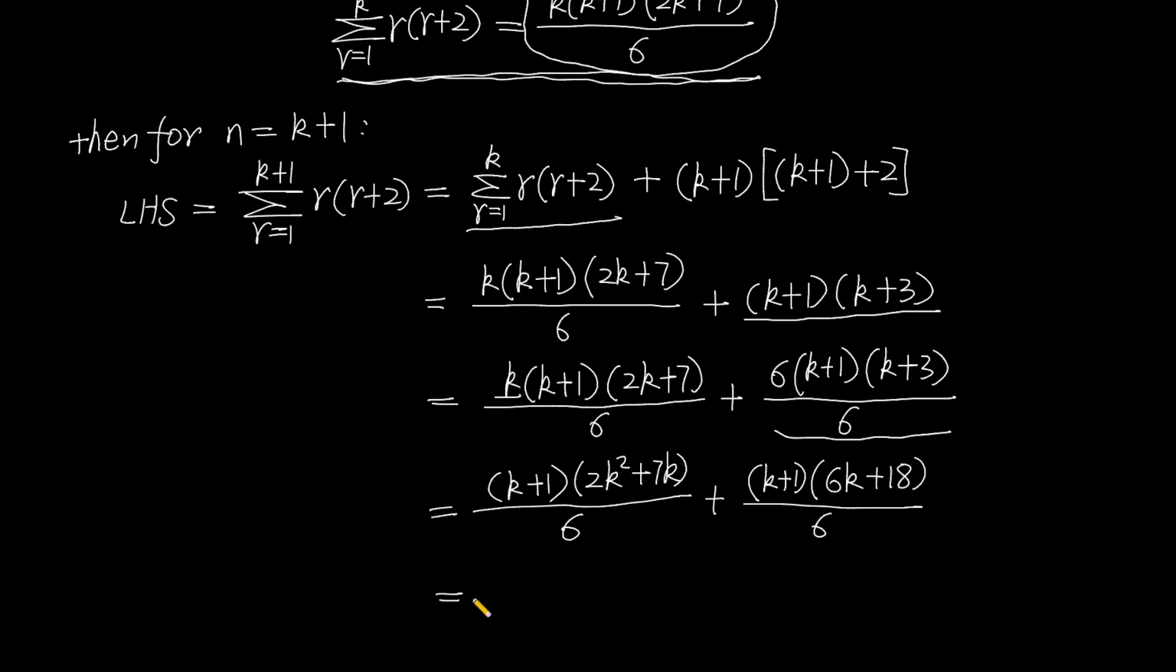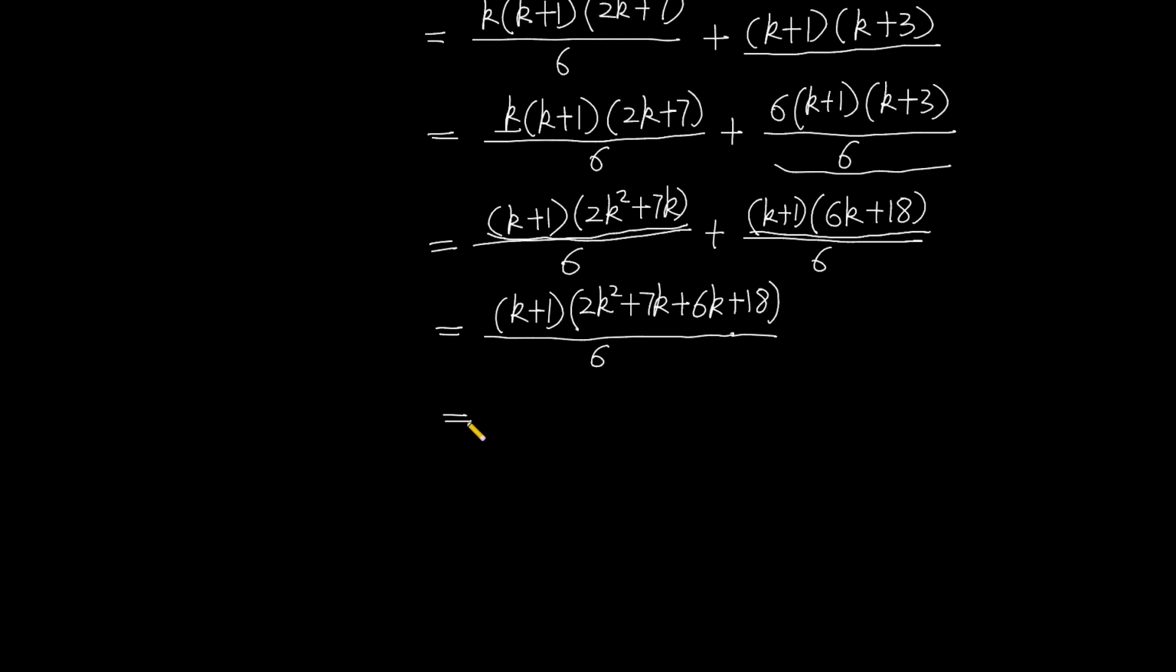Then this equals (k + 1) over 6. We combine these terms, so here is 2k squared plus 7k plus 6k plus 18. Then this equals (k + 1) over 6 times (2k squared plus 13k plus 18).